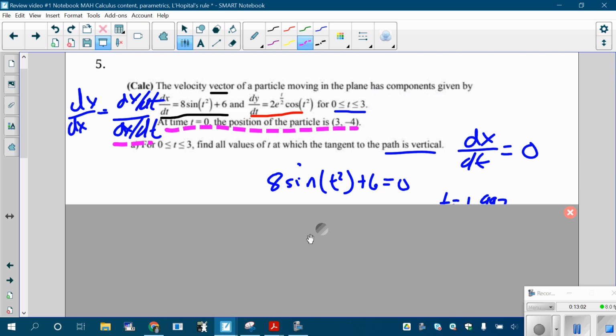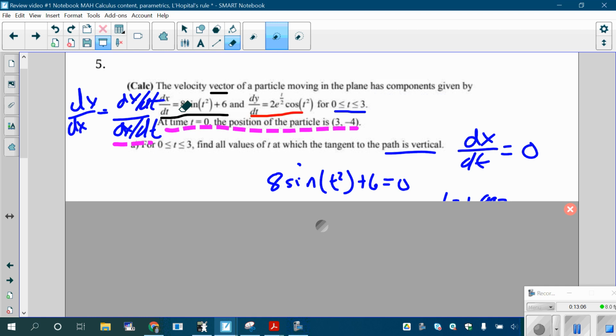How am I going to do that? I'm going to set dx/dt equal to 0. I know what you're thinking. Wait, you forgot to do the derivative. I don't forget things. Nice try. No, I'm just kidding. They gave us dx/dt, so please be careful about this. If they gave me x and y, then I'd have to do the derivative to figure out what dx/dt was. They just gave me dx/dt. So I'm just trying to figure out when this equals 0.